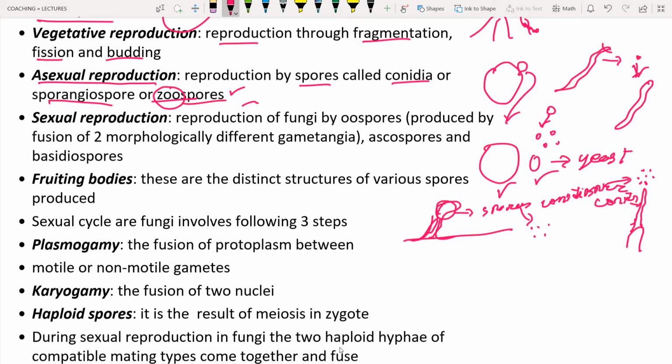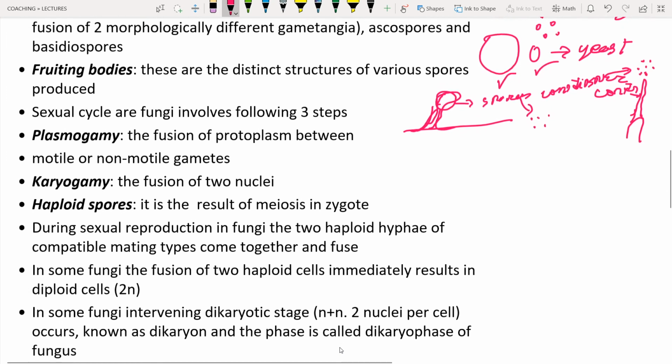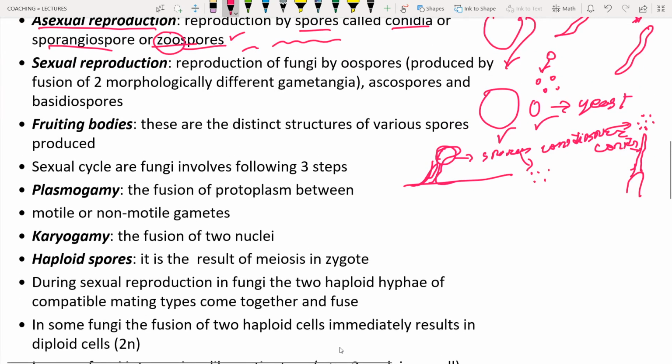They are capable of moving in some kind of substance or some kind of water. So that is known as zoospores. Next is sexual reproduction. The sexual reproduction in fungi mainly includes oospores. Oospores are produced by the fusion of two morphologically different gametangia. Morphology means if you see externally, one is different and the other is different. So these two gametangia are different in size and shape. That is known as two morphologically different gametangia.